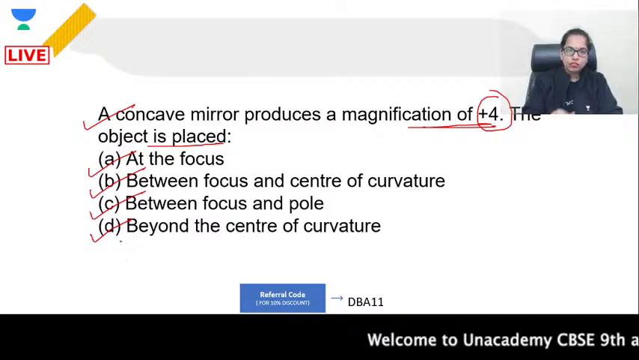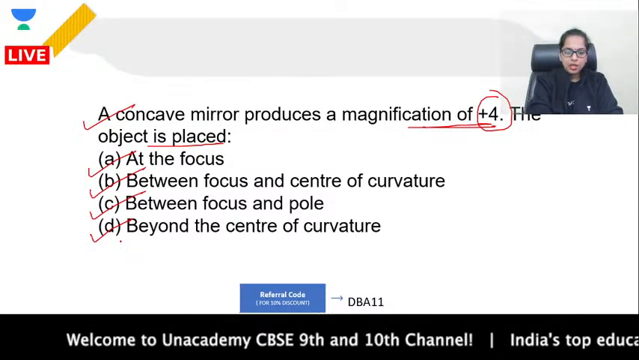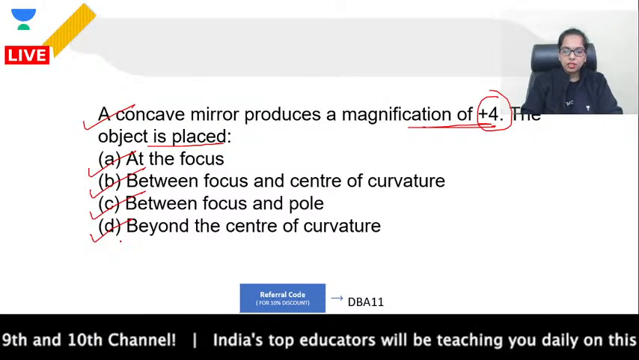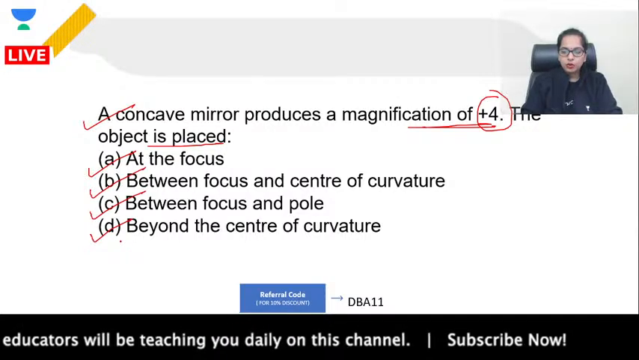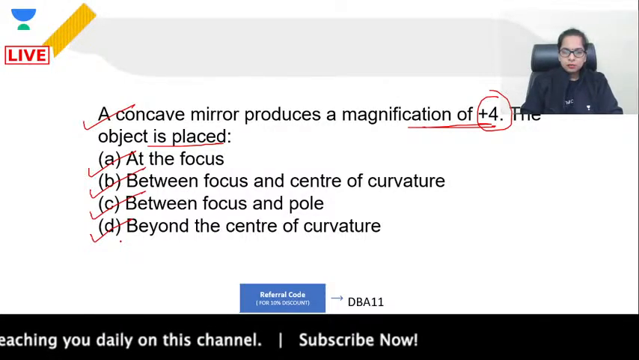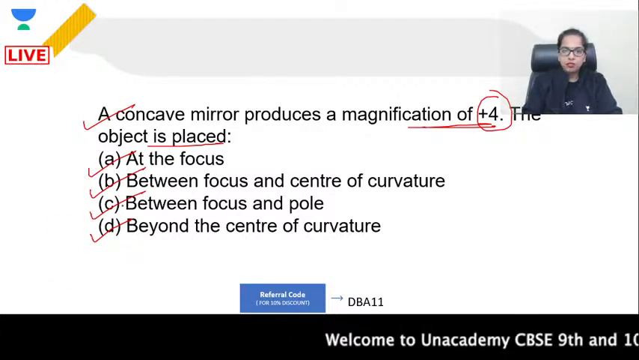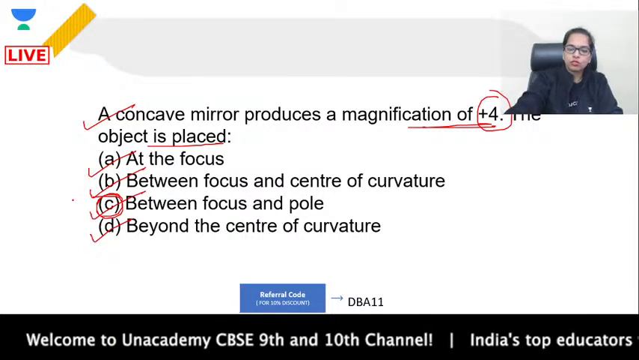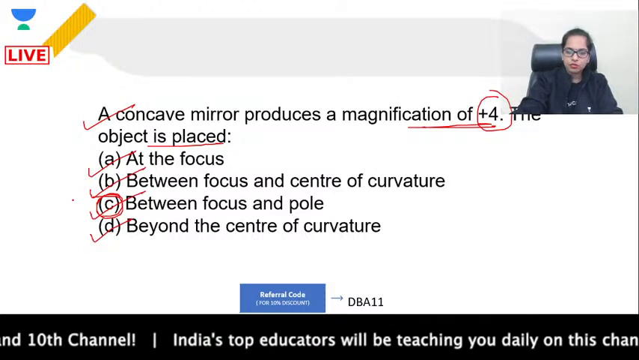For this question, quickly mark the answer. Everyone, please mark the answer for this question. A concave mirror produces a magnification of +4. The object is placed at the focus, between focus and center of curvature, between focus and the pole. Yeah, it should be between focus and the pole. The same example that we have done in the previous two questions. Clear to everyone this much portion? Anyone has any doubts from this?